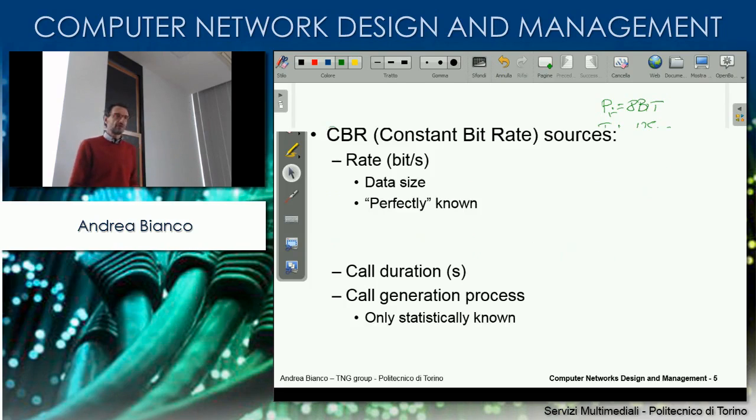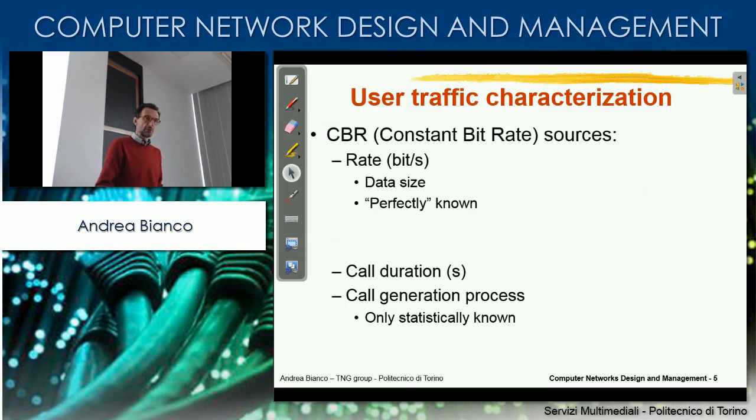unless you talk about something else which is not related to the description of what's going to happen when you generate the data, but in terms of how long this call will last. So the call duration is typically not perfectly known, and also the call generation process, which is how successive calls will be generated, is not known in a deterministic way. So the deterministic part is what you do when you generate the data, and then there is a stochastic part, a statistically known part, which is the call generation process.